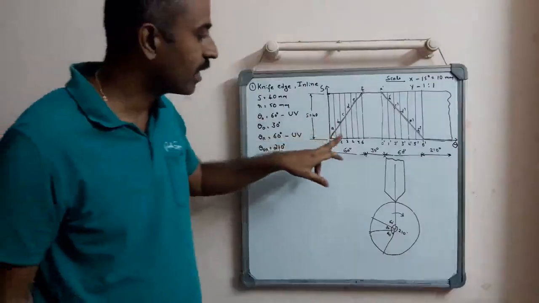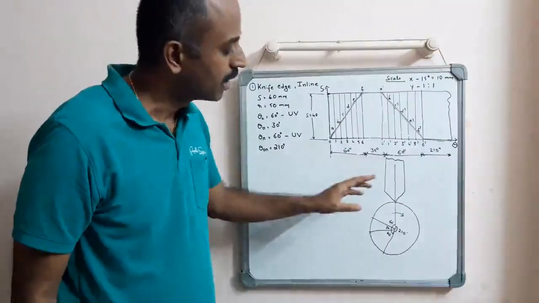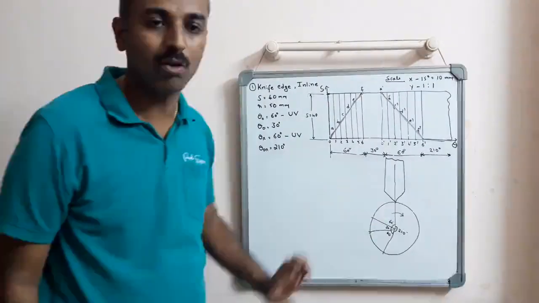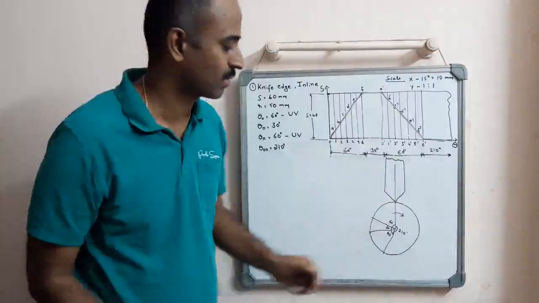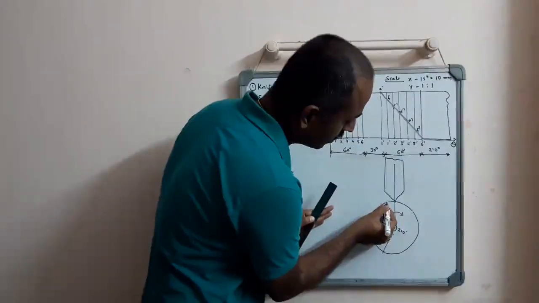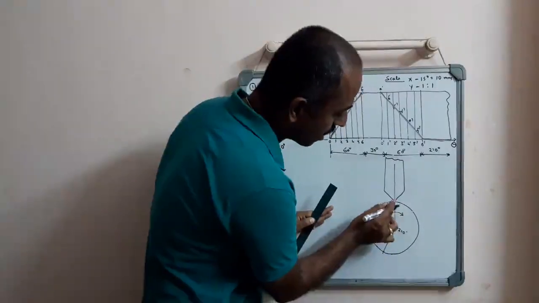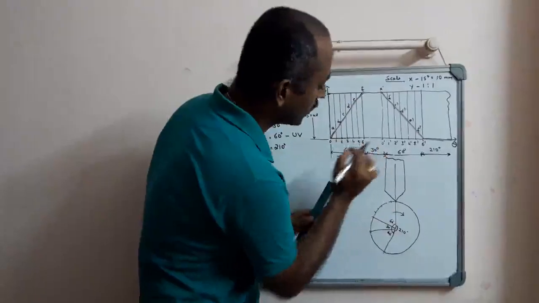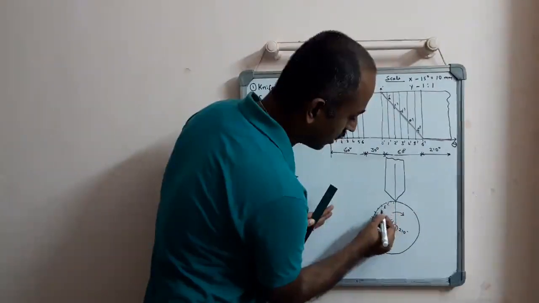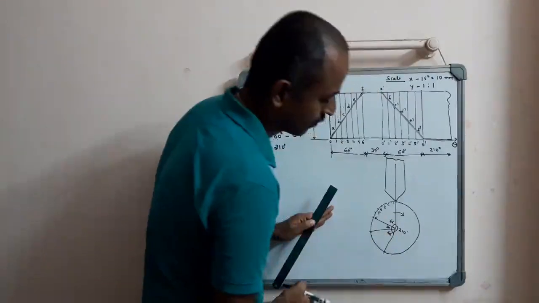We have divided the outstroke into 6 equal parts. Divide the outstroke region of the base circle into 6 equal parts. 60 degree by 6, which comes to 10 degrees each. So these are our 1, 2, 3 points. So this is 1, 2, 3, 4, 5 and 6.